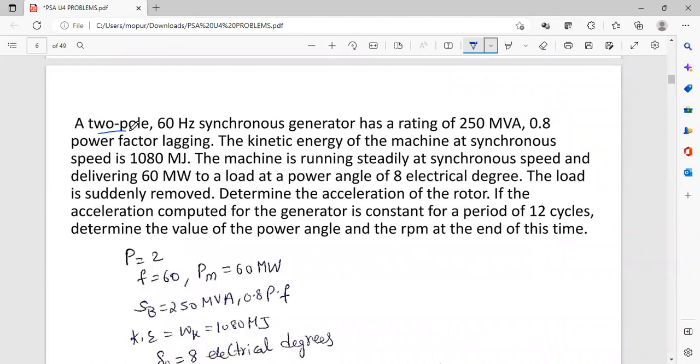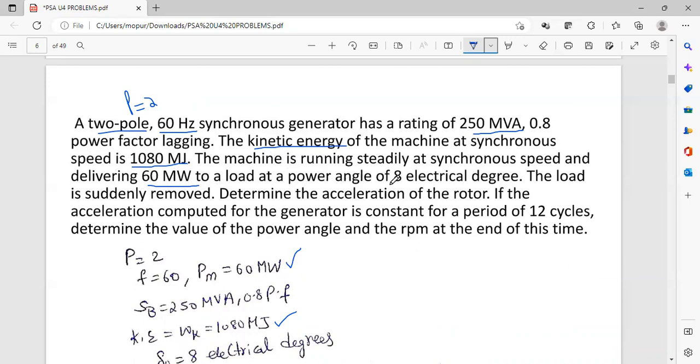This is an important problem, which is a big problem. A 2-pole machine, number of poles is equal to 2. They have given 60 Hz as the frequency. It has a rating, they have given the rating of SB, and then the power factor. The kinetic energy of the machine at synchronous speed is given. We know kinetic energy is the energy stored, which is Wk. The machine is running at the synchronous speed and delivering 60 megawatt to the load. This power delivered is PM, which is equal to 60 megawatt.